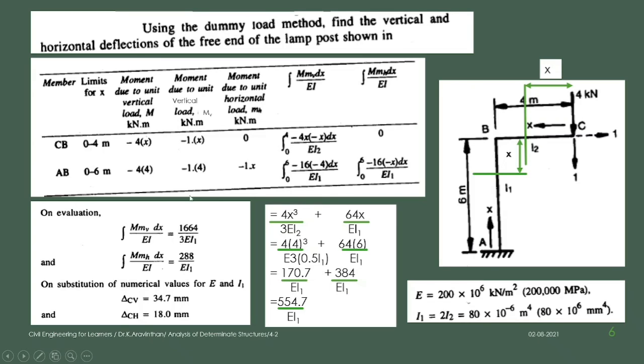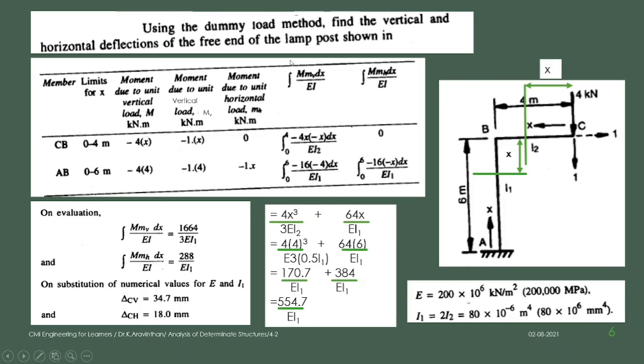So in all the bending moments you will be having a negative term here. We have found out the moment due to horizontal unit load, that is MH, as this. These are the terms which are required in order to calculate. Now if you need a vertical deflection, you can use the integral of 0 to L.